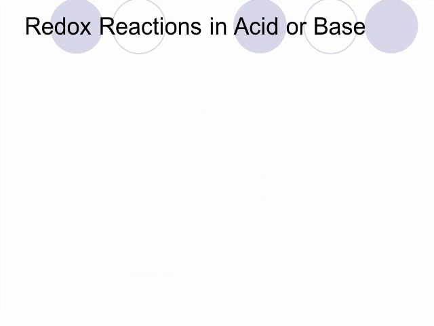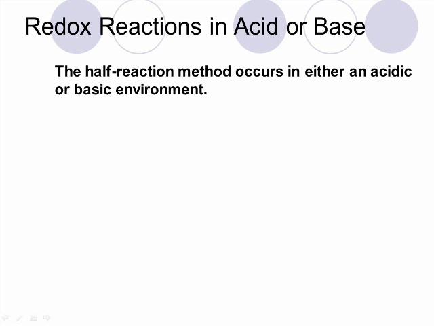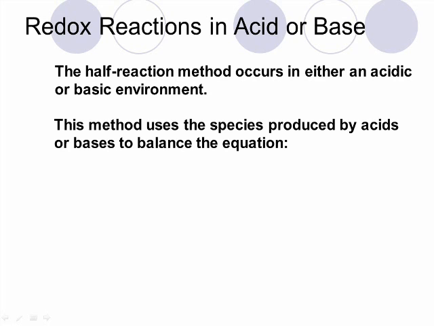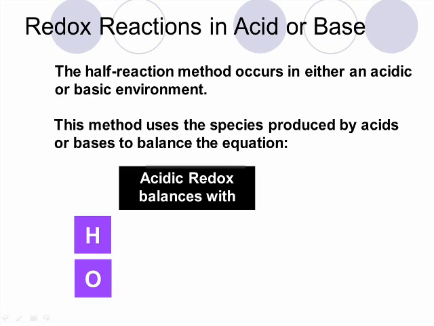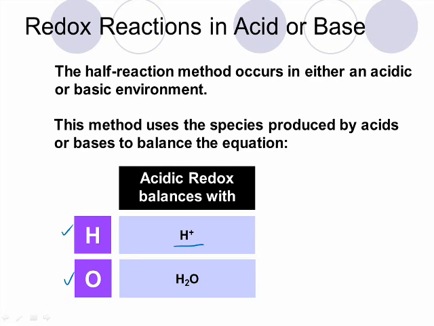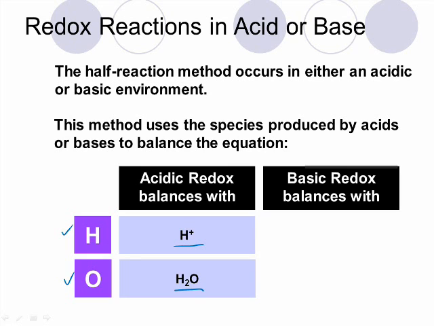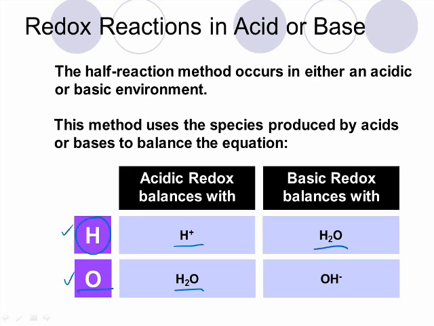Redox reactions in an acid or base have different rules, so we have to go through these rules. The half reaction method occurs in either an acidic or basic environment. Now, this method uses a species produced by the acids or bases to balance the equation. Species produced: hydrogen and oxygen. Acidic redox balances with hydrogen and water. So if we want to balance hydrogen, we add protons, H+. If we're going to balance the oxygen, we're going to add water. In a basic environment, we balance also with hydrogen and oxygen, but we're going to balance the hydrogens with water, and we're going to balance the oxygens with hydroxides.